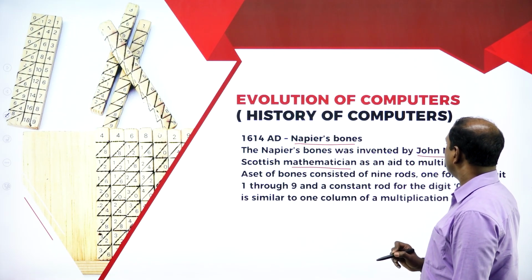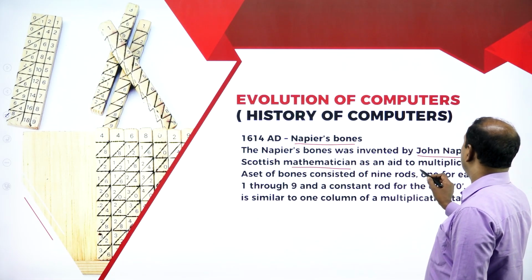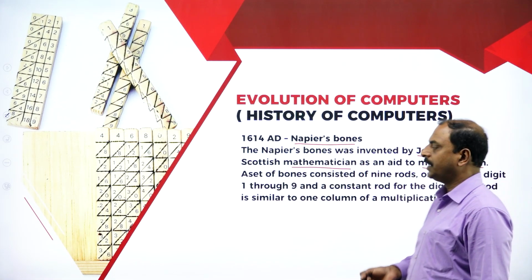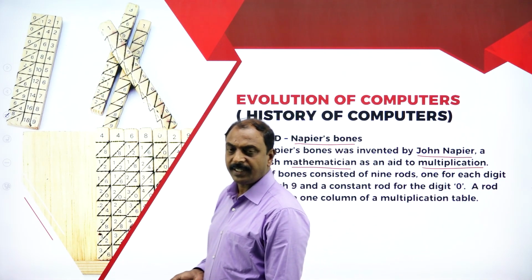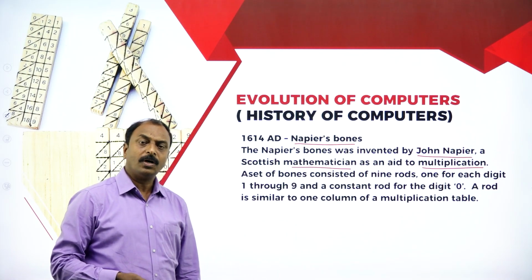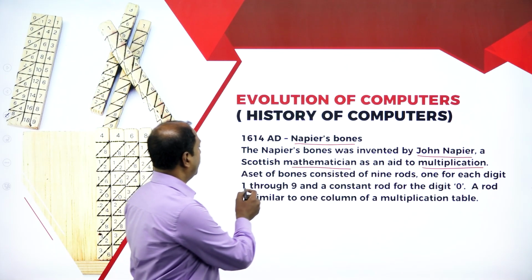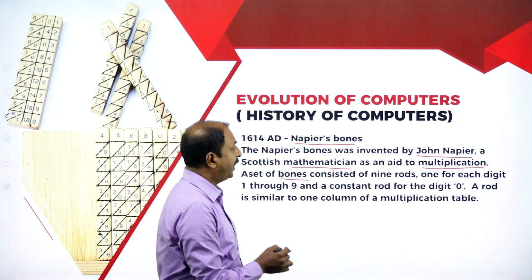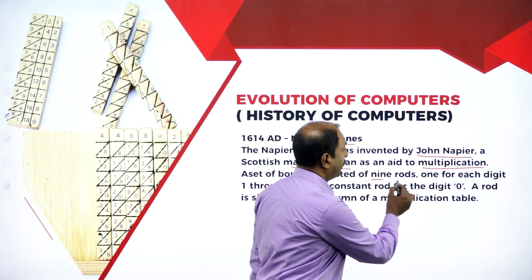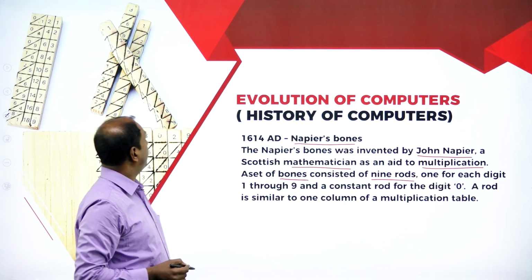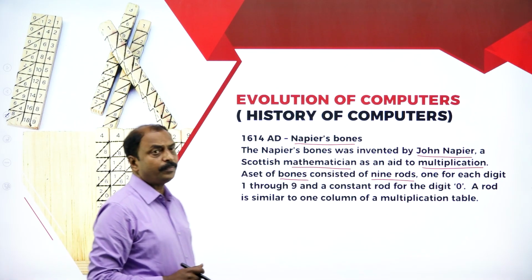And why is it called bones? It is an aid for multiplication. He developed this device for multiplication of numbers. And what does it consist of? A set of bones, and these consist of 9 rods. Here, you can see the picture.